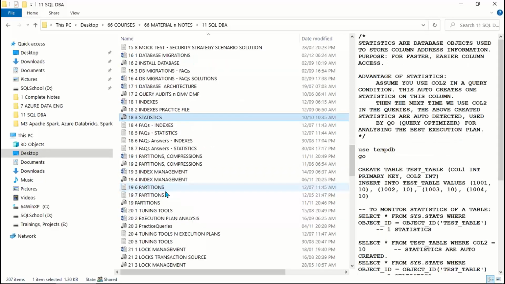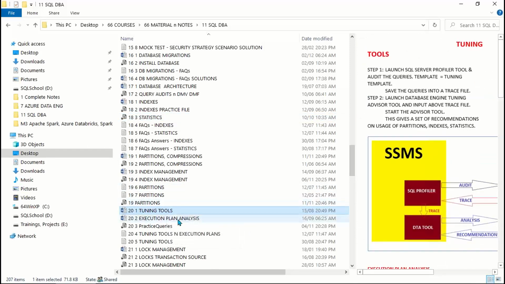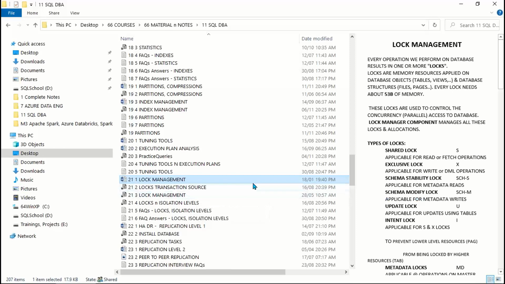indexes and tuning activities we need to learn. We need to learn something called partitions, tuning tools, something called execution plans. Lock management, deadlocks, live locks we need to learn.